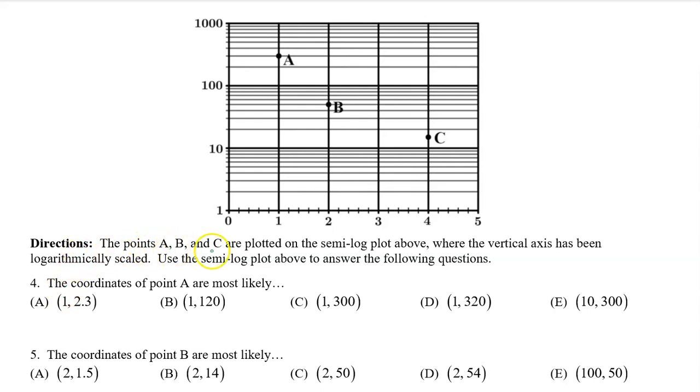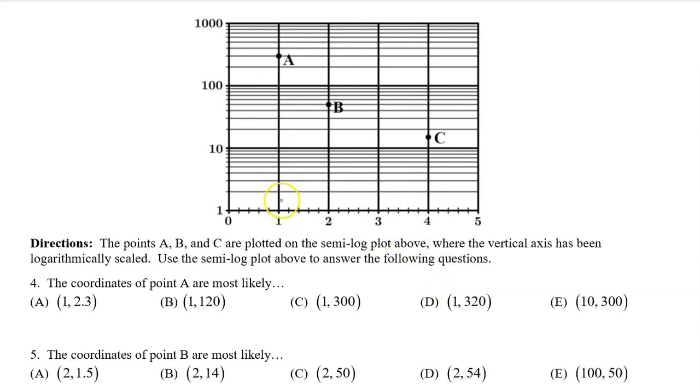The points A, B, and C are plotted on the semi-log plot above, where the vertical axis has been logarithmically scaled. Use the semi-log plot above to answer the following questions. Number 4, the coordinates of point A are most likely which of these?